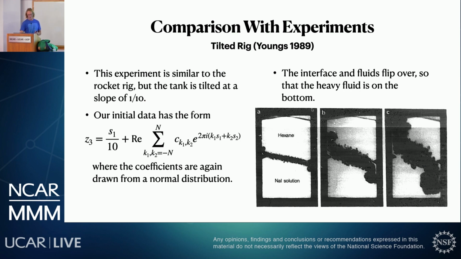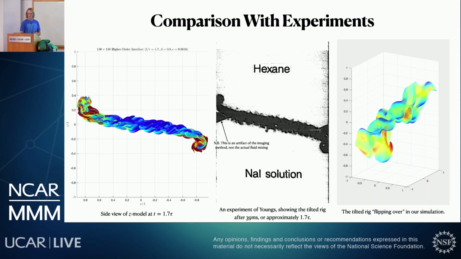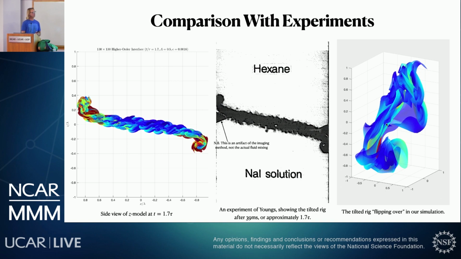So first, you run this with random data. So this is a cross-section of the experiment. This is like a photograph of the experiment. And as I pointed out here, they note in their paper that this is just an anomaly from the imaging method, so you should ignore this. And this is our 3-dimensional run. So they look pretty similar. And you can see that this interface will literally flip over onto itself.